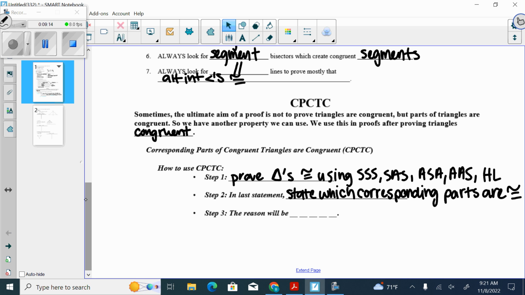And then once you've made that statement, the reason for your statement will be because corresponding parts of congruent triangles are congruent, or C, P, C, T, C. All right? Okay, so once you have that written down, if you'll flip it over, we're going to do an actual proof where we apply this so you know exactly what it looks like.